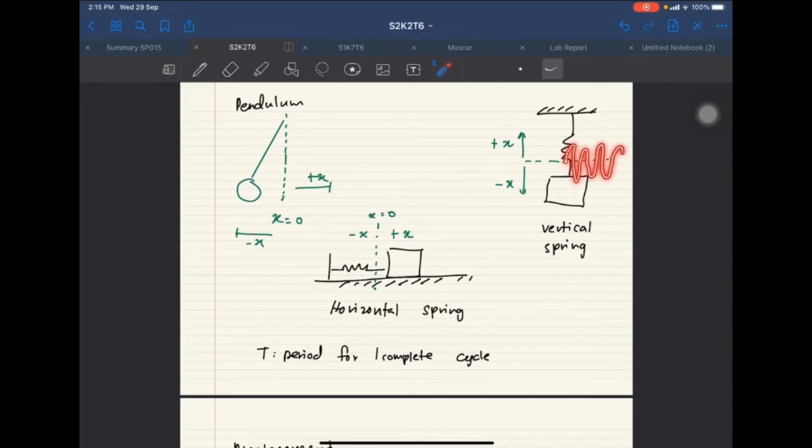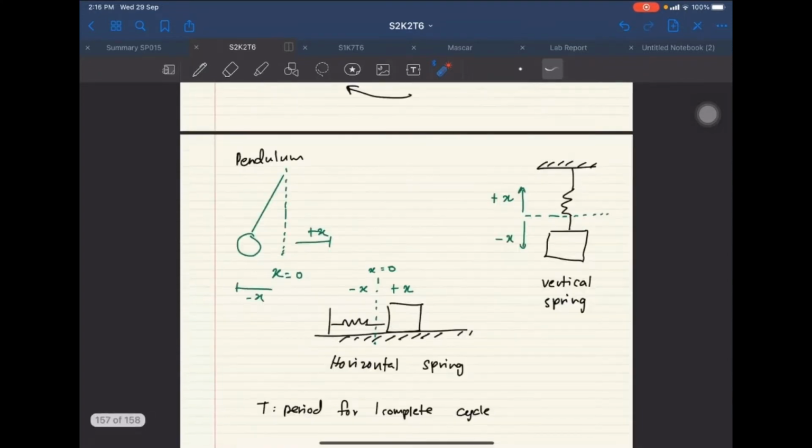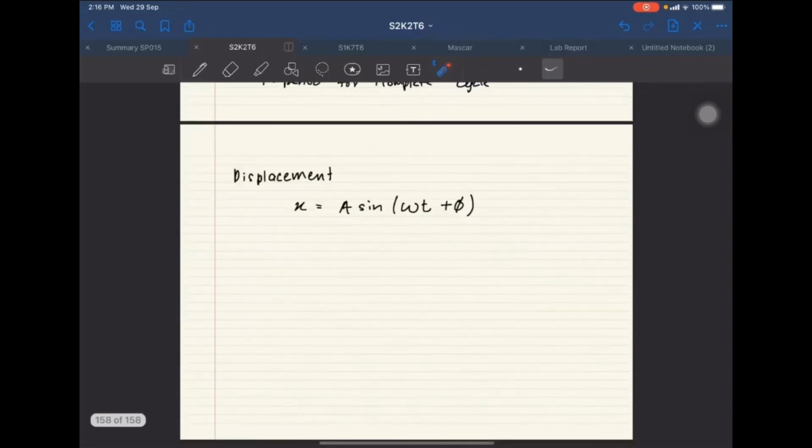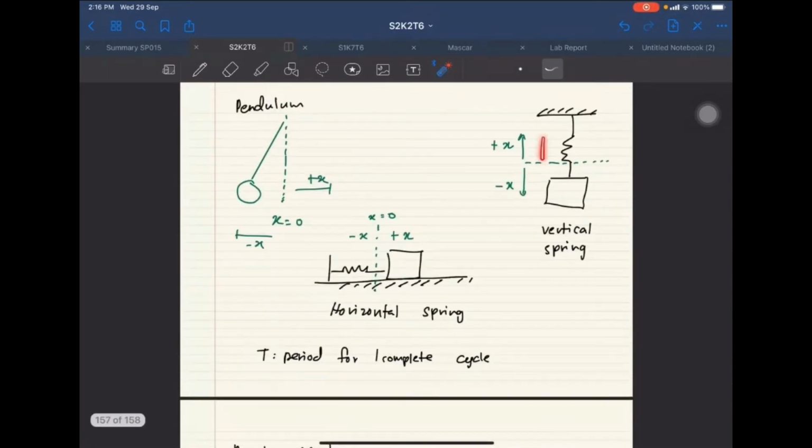So ini graph apa ni? Kau nampak tak graph apa ni? Naik positif, turun negatif, naik positif, turun negatif. What kind of graph is this? Graph sine. Yes. Okay. In this case, it is a sine. Okay. So that's why we have a general equation where we use the sine graph. Okay. The A here is actually amplitude.